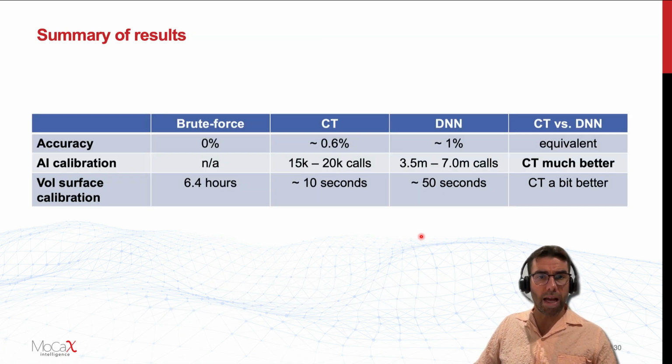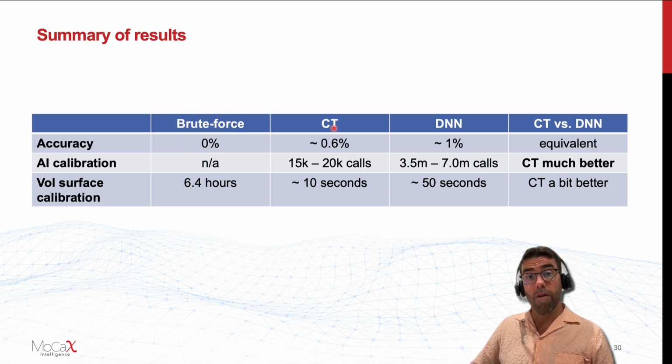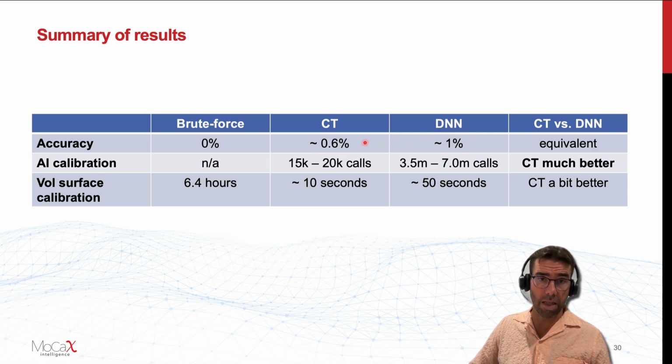So let's summarize these results. On one hand, we have accuracy, obviously absolute accuracy against brute force, the Monte Carlo simulation. For Chebyshev tensors, around 0.6%, for DNNs around 1%. So in that sense, they're equivalent. AI calibration: Chebyshev tensors much better than DNNs, from 15 to 20,000 calls to several million calls. And volatility surface calibration: both methods improve substantially on brute force, and it looks like Chebyshev tensors are a little bit better.